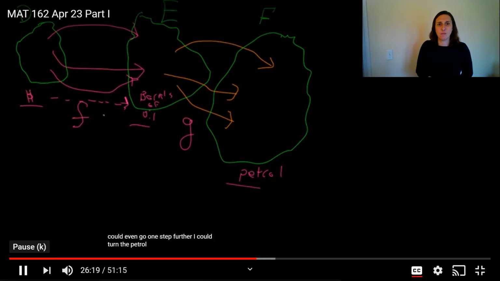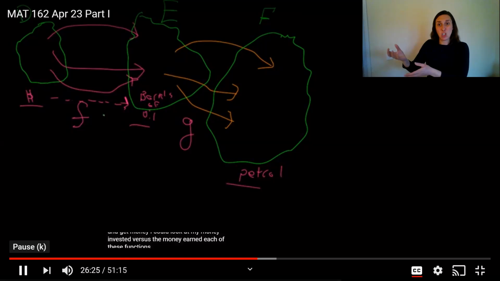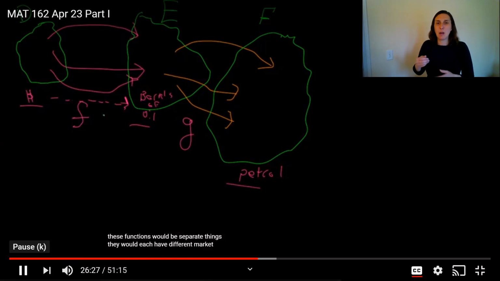I could even go one step further. I could turn the petrol. I could then sell the petrol and get money, and I could look at my money invested versus the money earned. And each of these functions would be separate things. They would each have different market demands. They would each have different manufacturing rules. The rules would be uniquely different for each one.